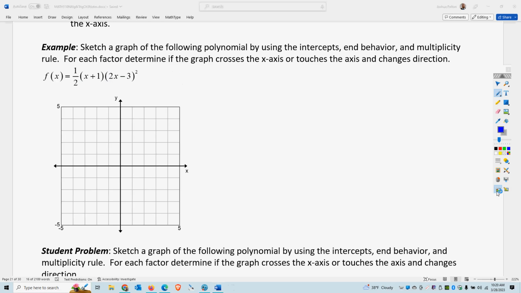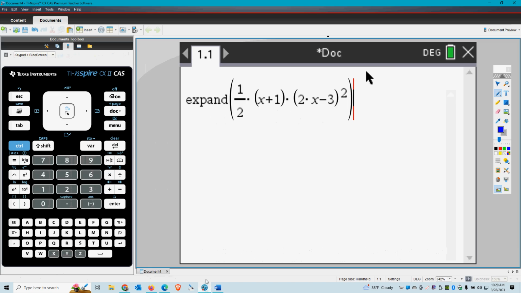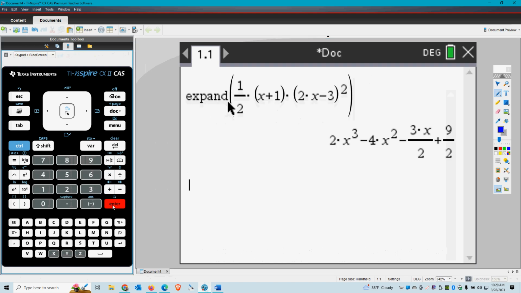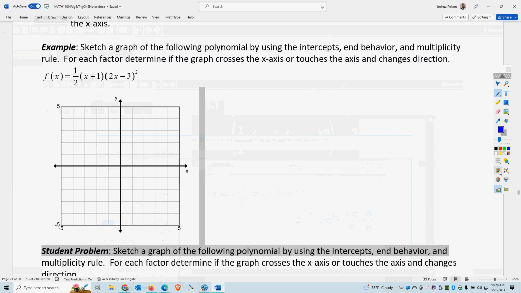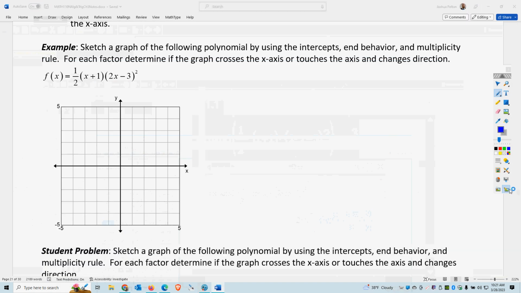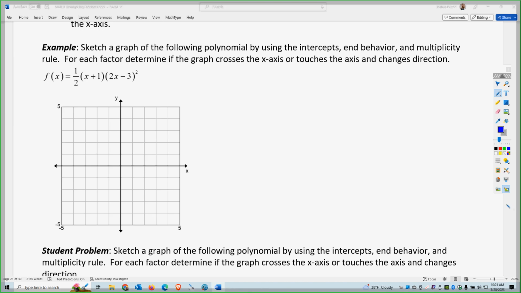So if you want to spend the time to multiply it all out, you can. You get 2x to the third, and the remaining terms are irrelevant because those don't determine end behavior, right? So 2x to the third is the leading term. That's what we're going to go with. So this is 2x to the third plus dot, dot, dot. The rest is irrelevant.